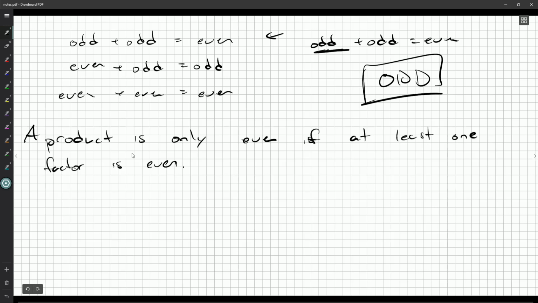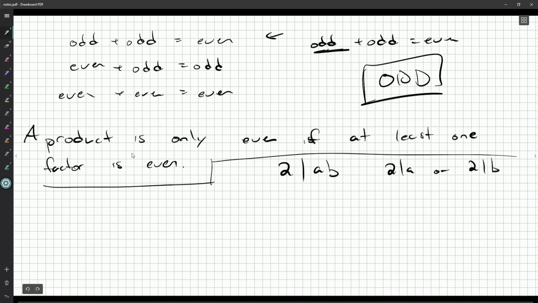You can say, well, okay, if 2 divides a times b, a product, then 2 divides a or 2 divides b. This is a nice property that all prime numbers share. So if you wanted to be a bit more concrete, that's fine. But I say, this is a well-established fact here. You don't need the rest of this bit. So a product is only even if at least one factor is even.